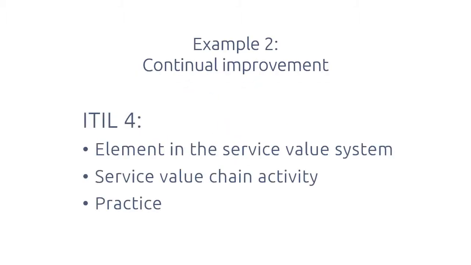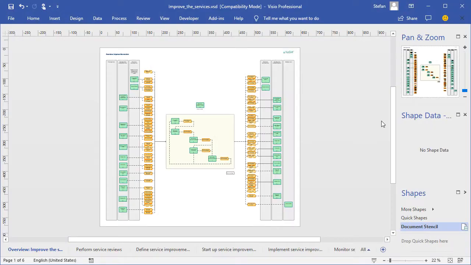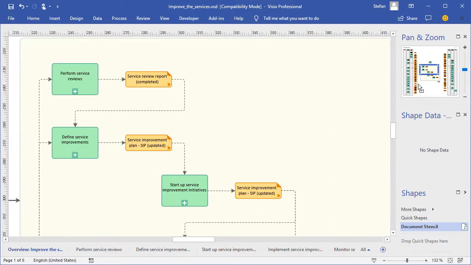In ITIL 4, we find continual improvement as an element in the service value system, a service value chain activity, and also a practice. The guidance includes the Continual Improvement Model, describing a structured approach to identifying and implementing improvements, a list of essential inputs and outputs, and the key activities of continual improvement. Again, we have translated the advice provided in ITIL into a set of specific processes, such as the service improvement process. If we zoom in a bit, you can see that improving a service in YaSM is quite straightforward.